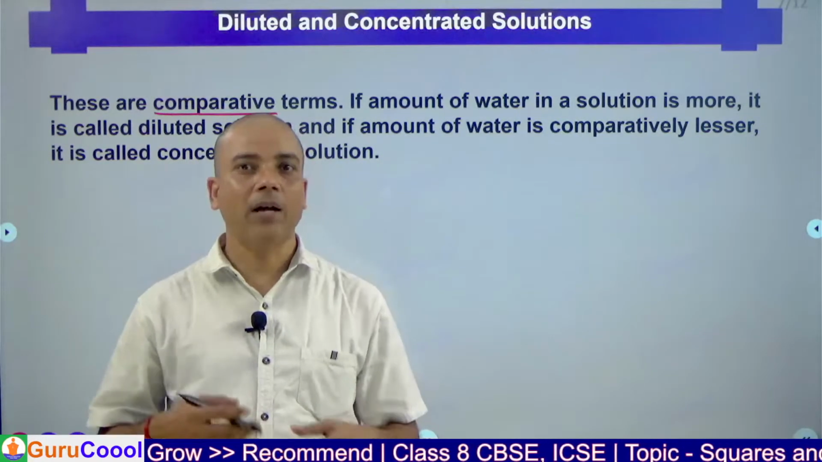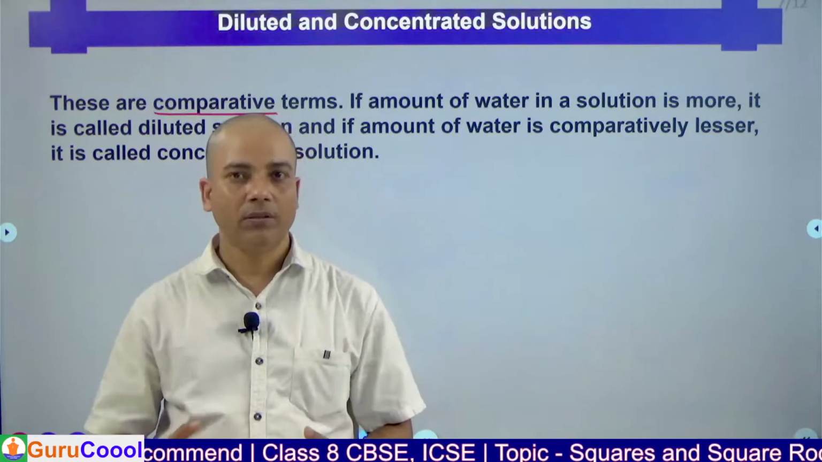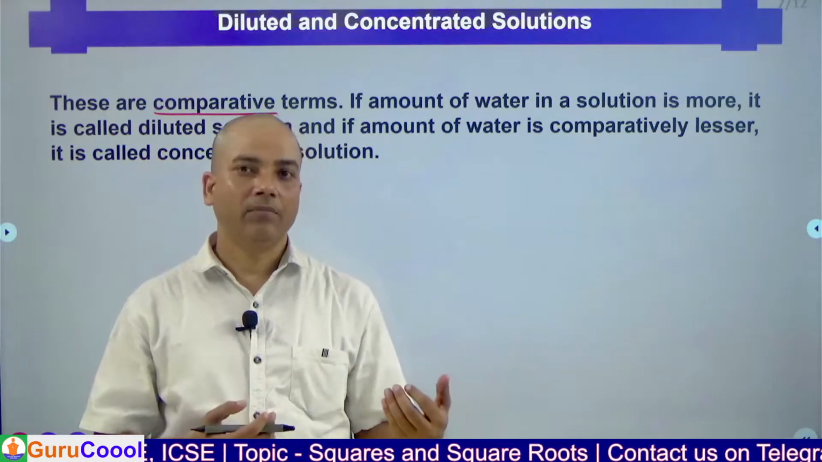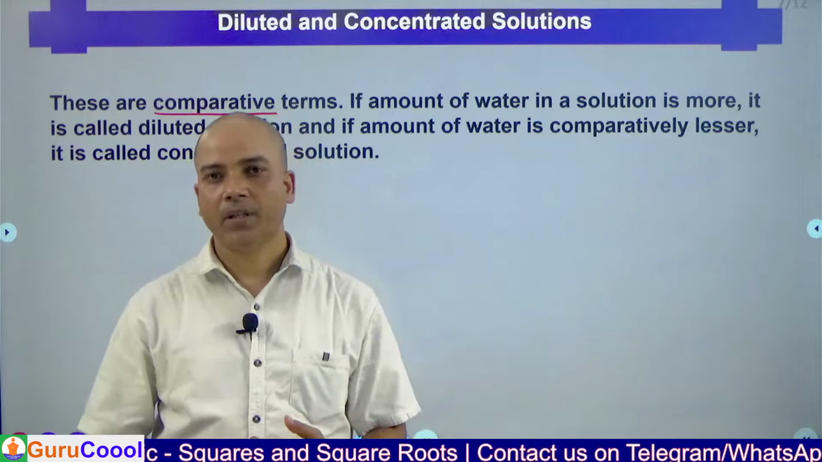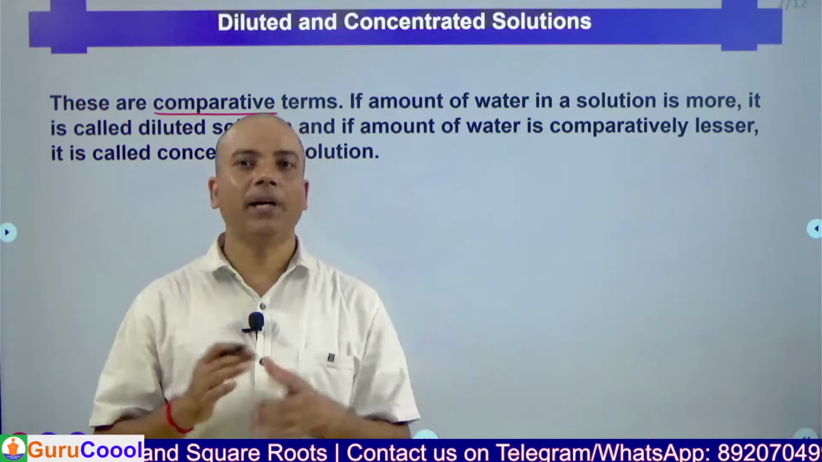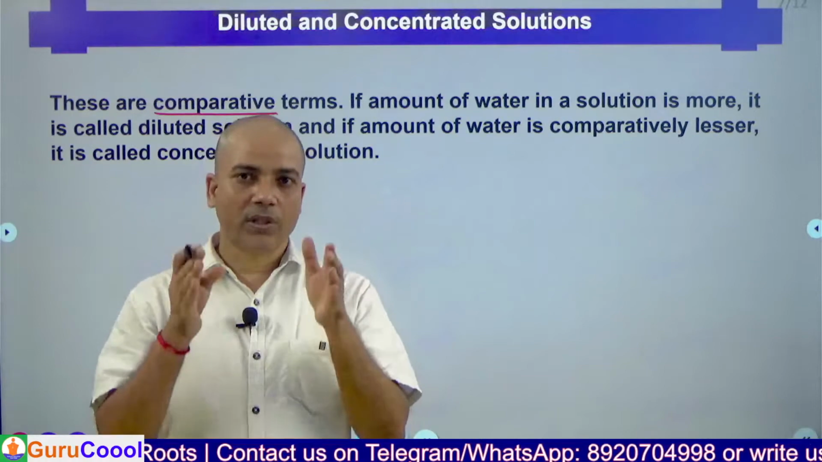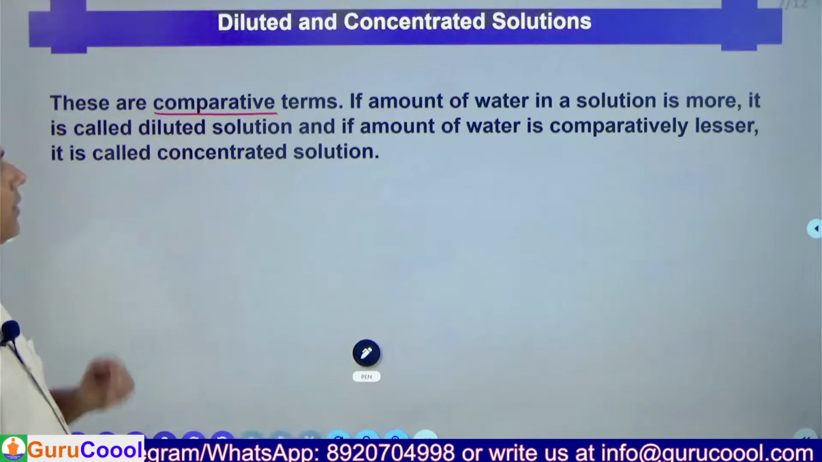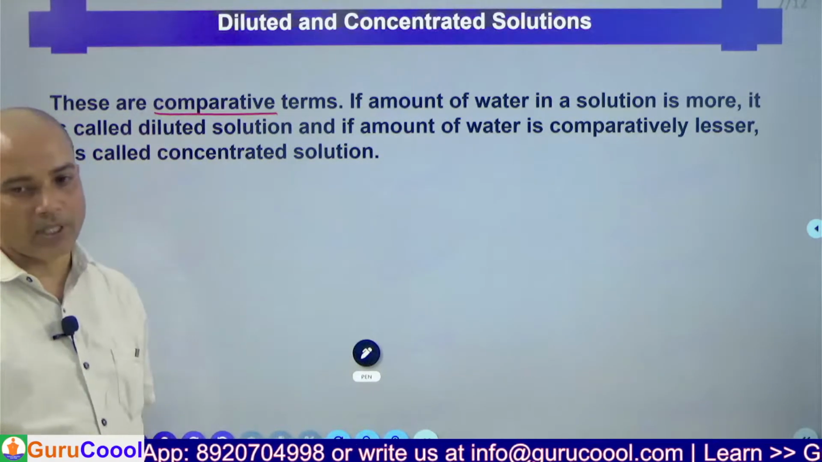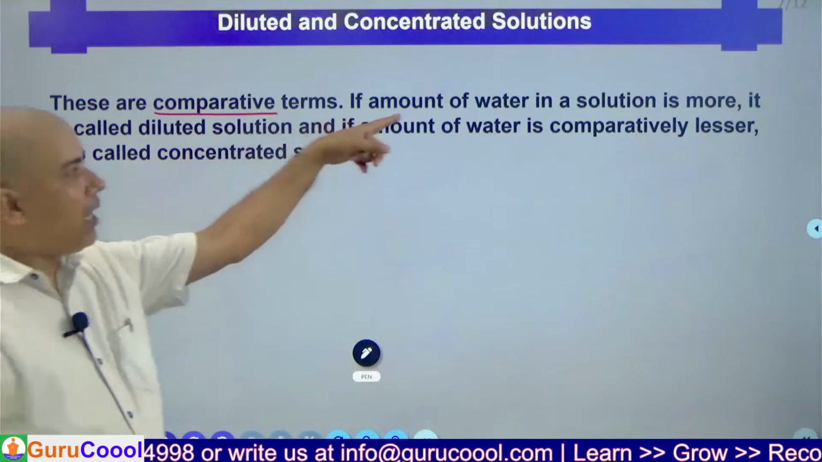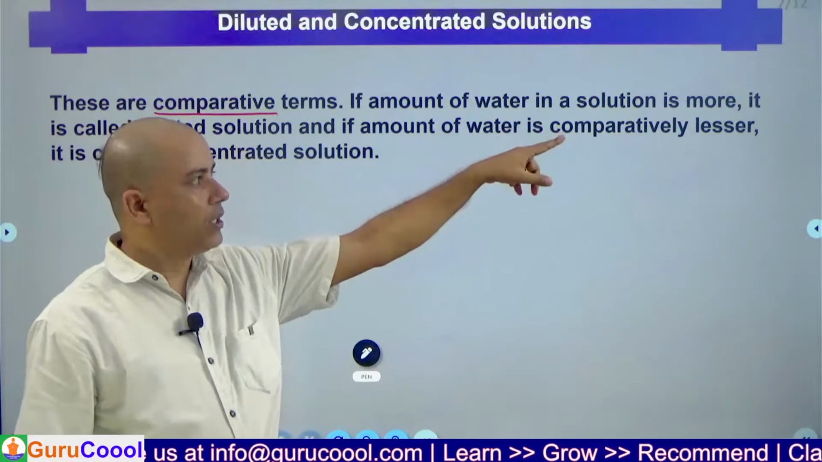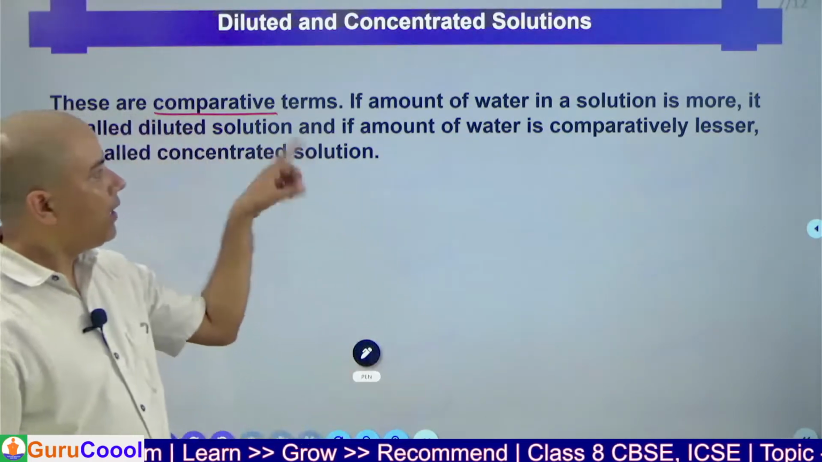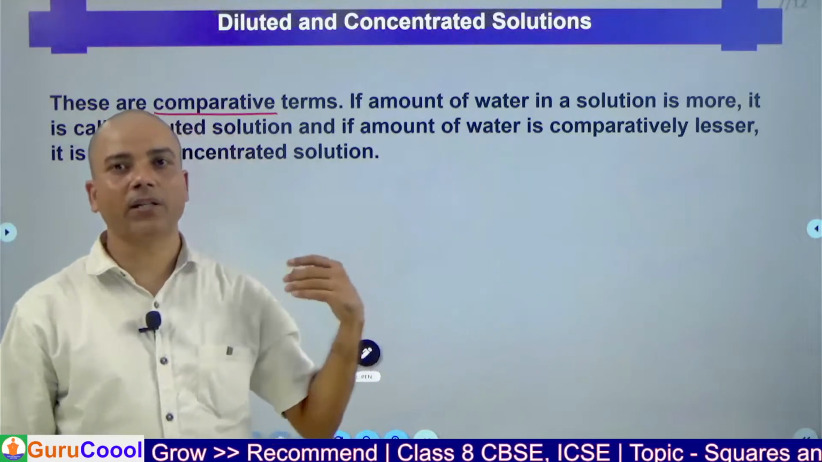I am sad or I am happy. If someone is alone, how can he say I am good or bad? How can he say he is sad or happy, strong or weak? These are comparative words. If a single thing is there alone, you cannot say anything about it. If two or more things are there, then only you can compare and make this type of statements. So, if the amount of water in a solution is more, then you say it is diluted, and if the amount of water is lesser than that, then you say it is concentrated.